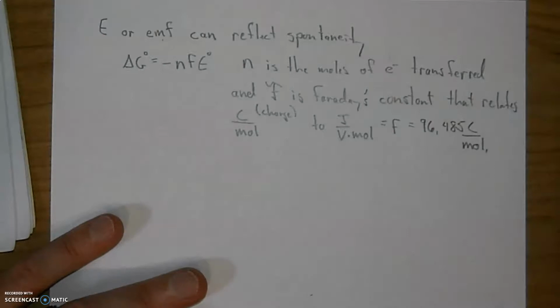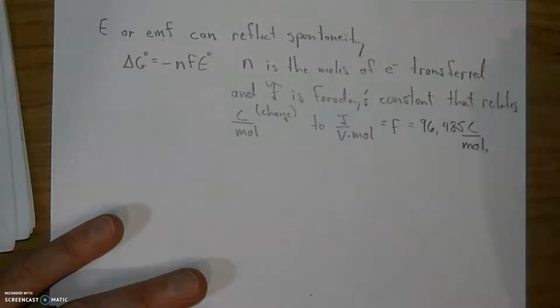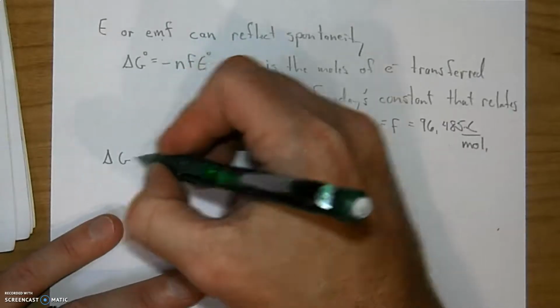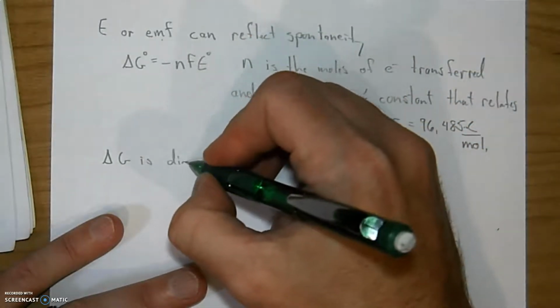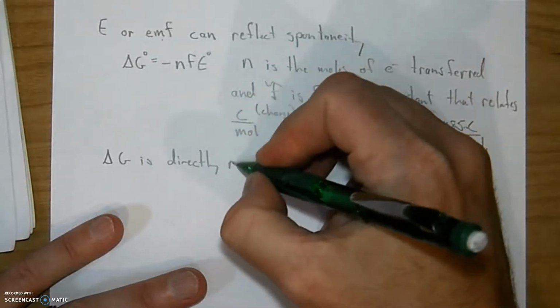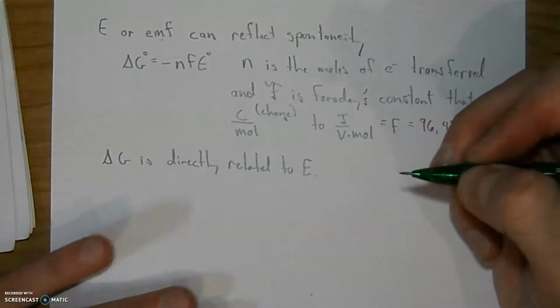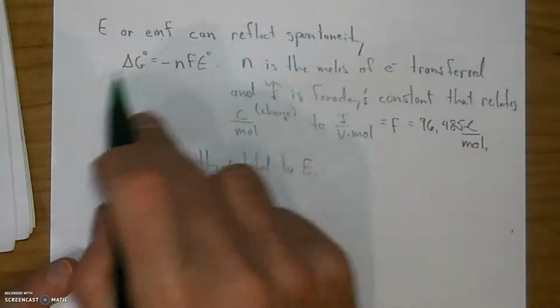So again, a mole would be Avogadro's number, and we had the value for the charge of an electron. Off the top of my head, I can't remember what it is, 1.6 times 10 to the negative 19 or something like that. If you put those two numbers together, out will jump Faraday's constant, 96,485. Okay. And delta G, just by comparison and looking at this equation up here, is directly related to E. They're on opposite sides of the equal sign, so if one goes up, the other goes up. And this negative sign will kind of relate that to it.